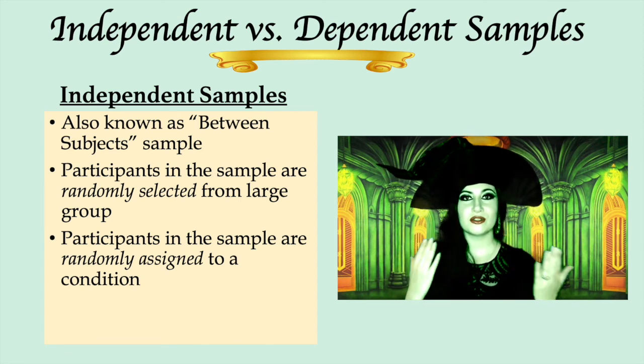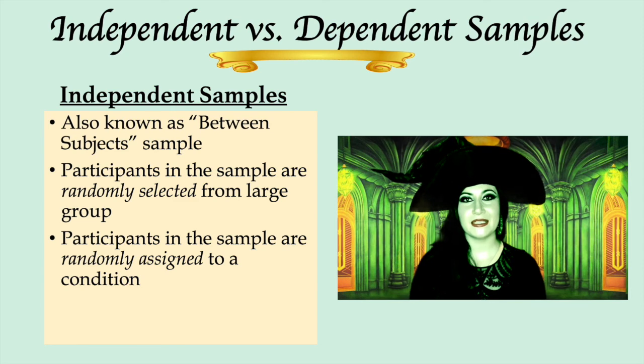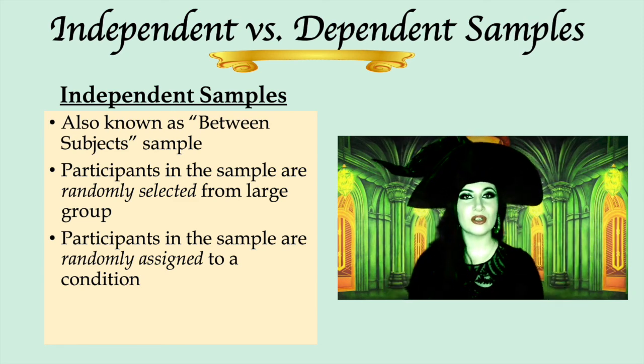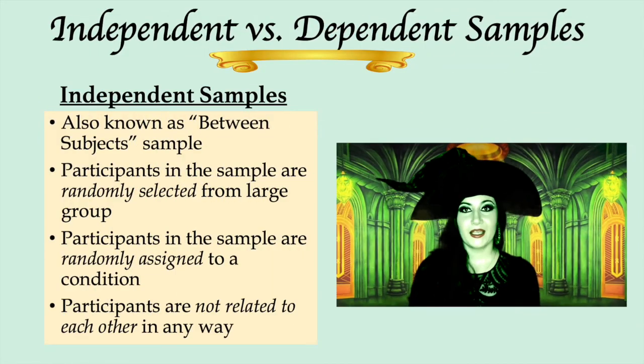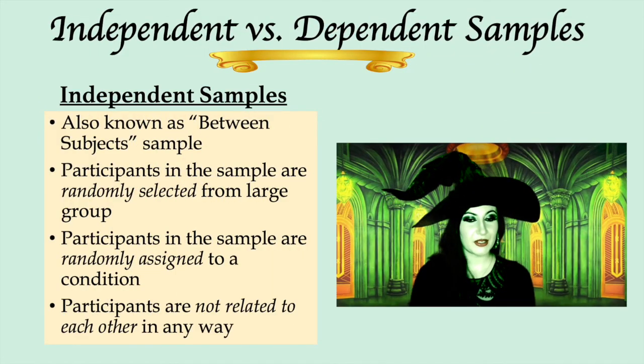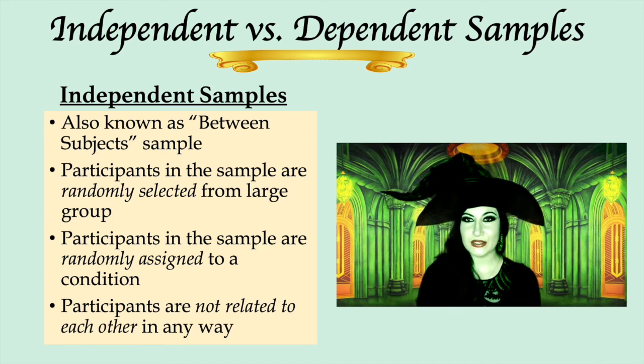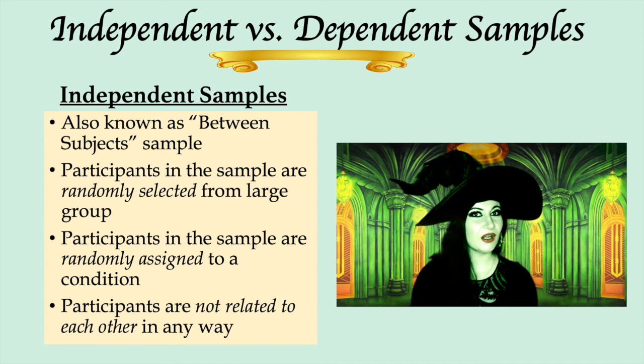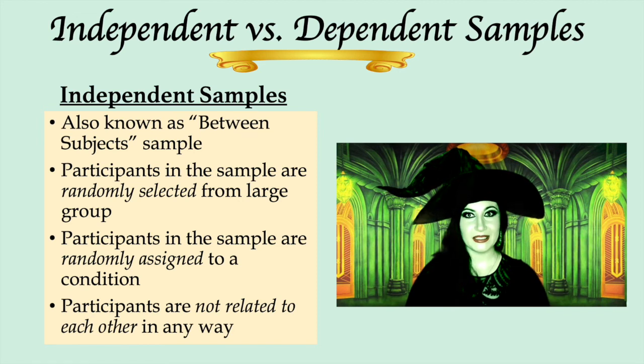So when we compare these two groups, when we talk about random assignment, it means that everybody has a fair chance of being in the control group or if they're going to be in the treatment group. And the last and most important thing to understand about independent samples is that the participants are not related to each other in any way whatsoever. They are not siblings, they're not friends, they're not identical twins, and they definitely cannot be the same person. So basically everything that is opposite the independent samples design is going to be part of the dependent samples design.